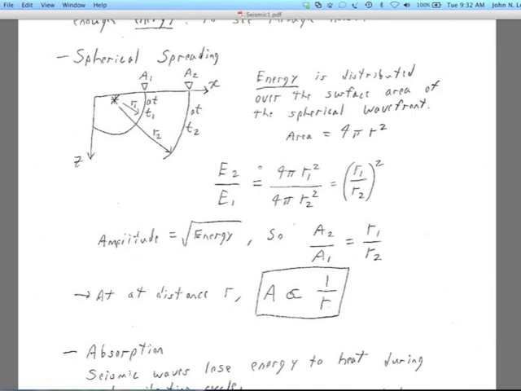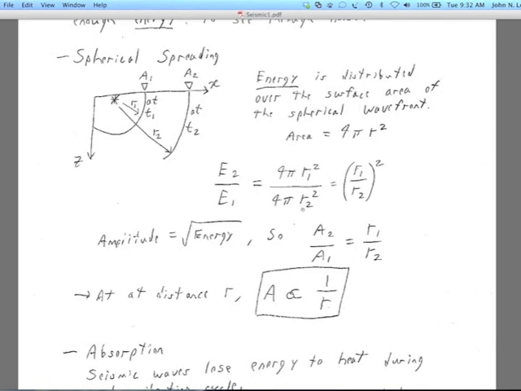Of course, what you're seeing here are hemispheres, but if I divide this by 2, you can see it doesn't make any difference. The ratio of the energy seen at detector 2 over the energy seen at detector 1 is thus 4 pi R1 squared divided by 4 pi R2 squared.